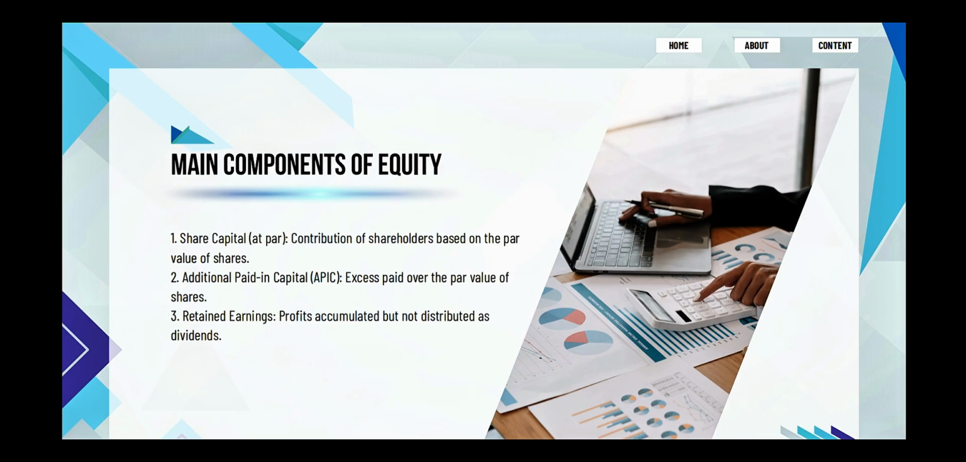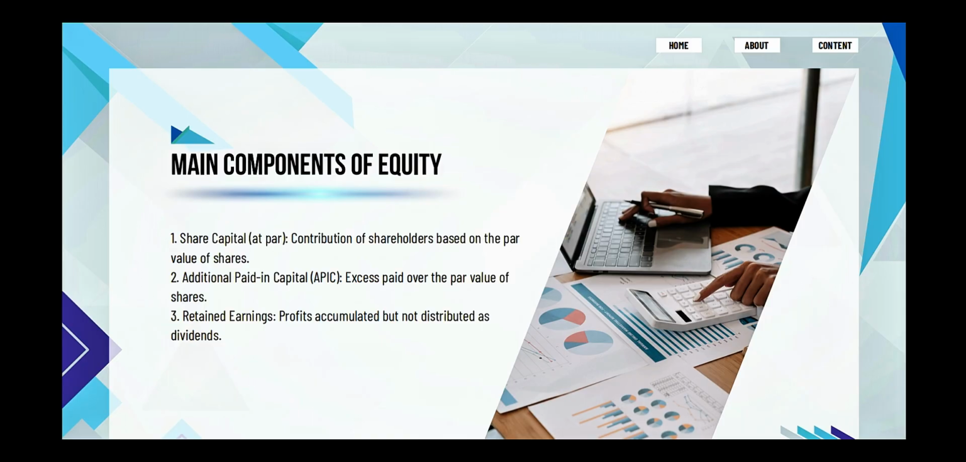Now, to move forward, we have the main components of equity. We have number one, the share capital at par. It says contribution of shareholders based on the par values of shares. Now, ito again yung sinasabi na initial contribution ng mga shareholders based sa par value ng shares.